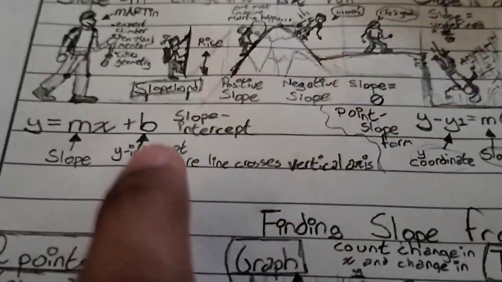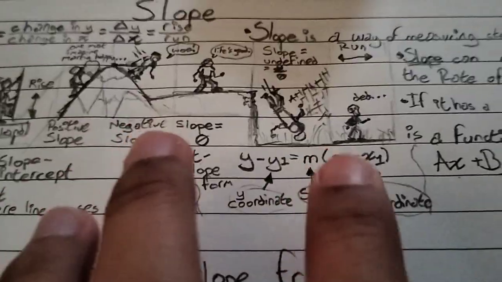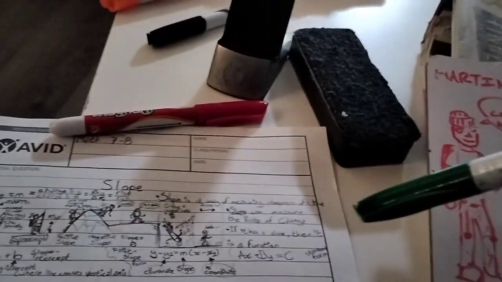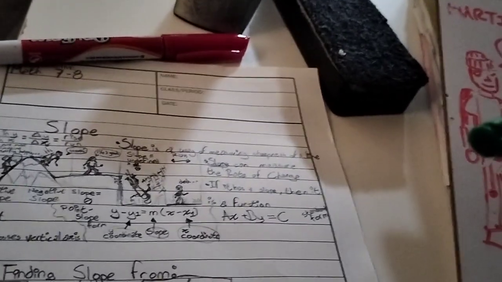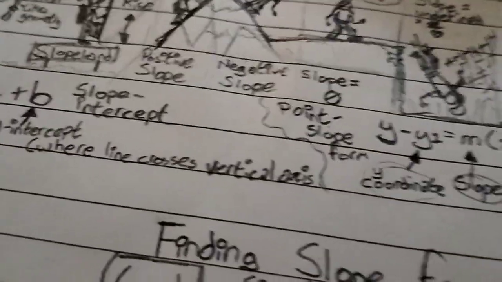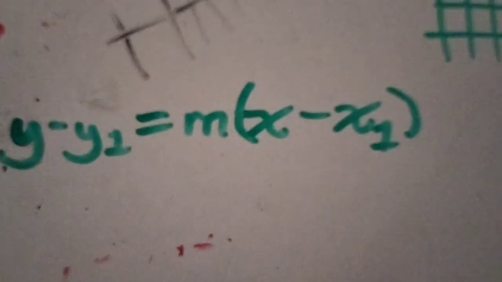You could switch some things around to figure out where the slope intercept is. Or you can switch things around to do whatever you like. That's what I like about algebra. You can move things around all you want to get a clearer point of view. That's why I like geometry. Martin also likes geometry. So this is point slope form right here.